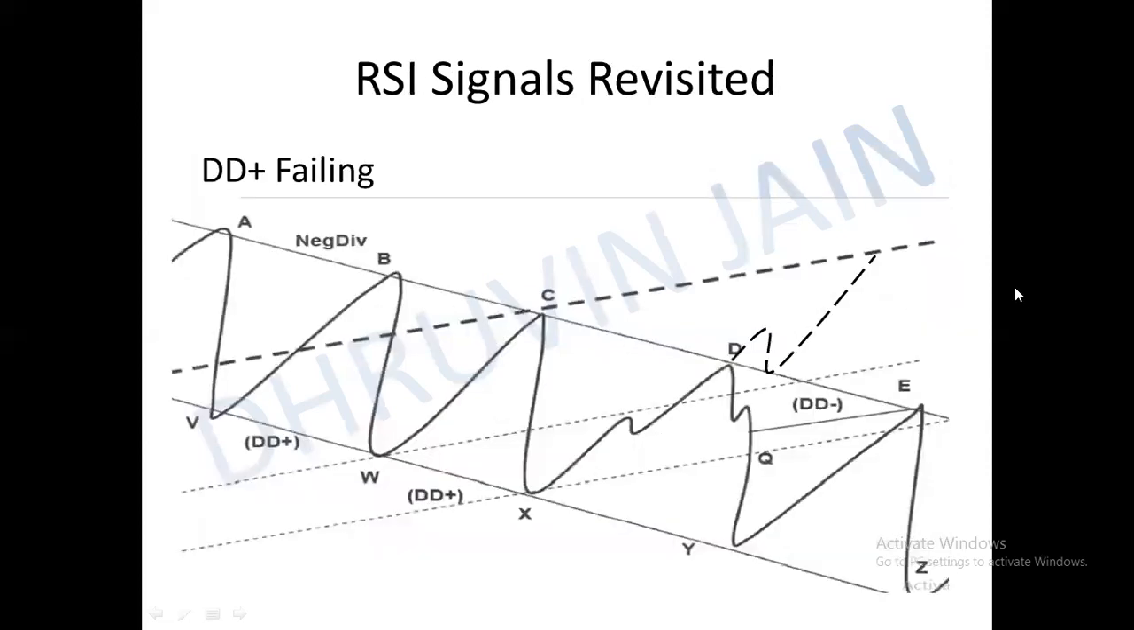So you could have guessed this in the previous slides, how a DD plus or a DD minus would fail. So RSI signals revisited is nothing but a concept of showing how the DD plus or DD minus fails.